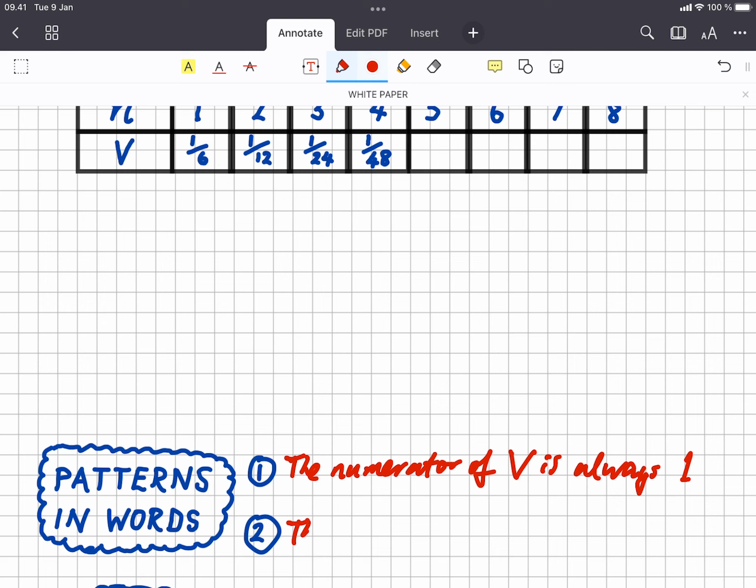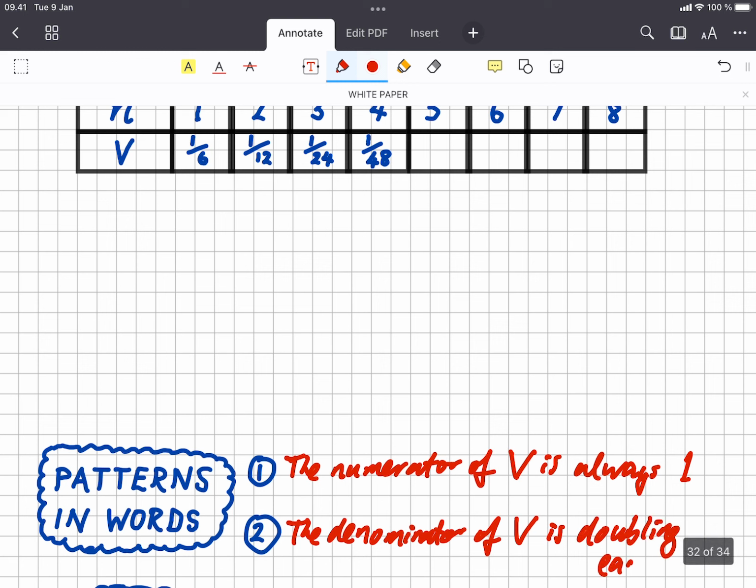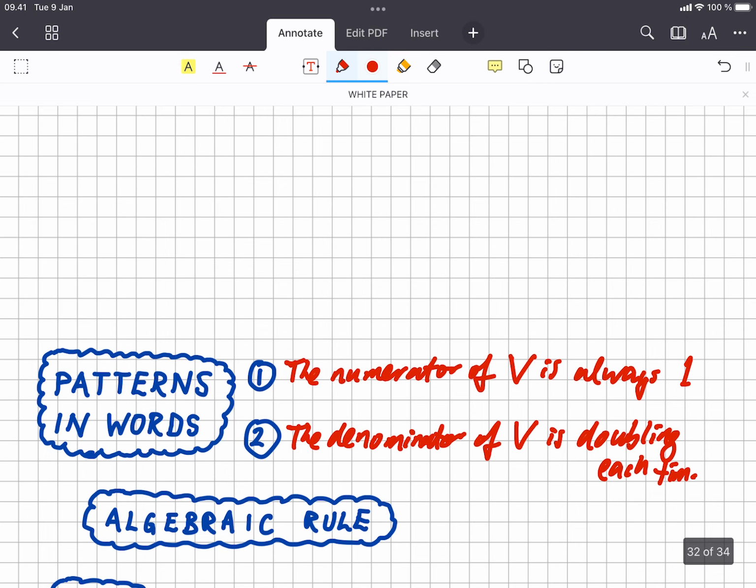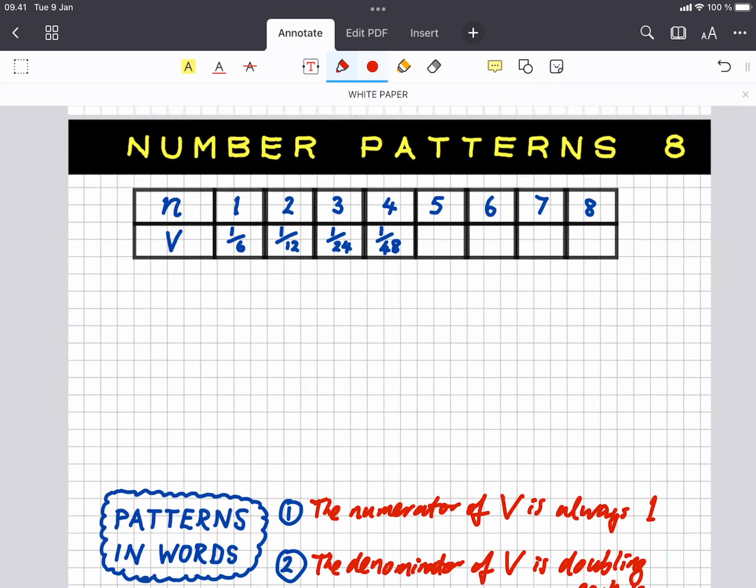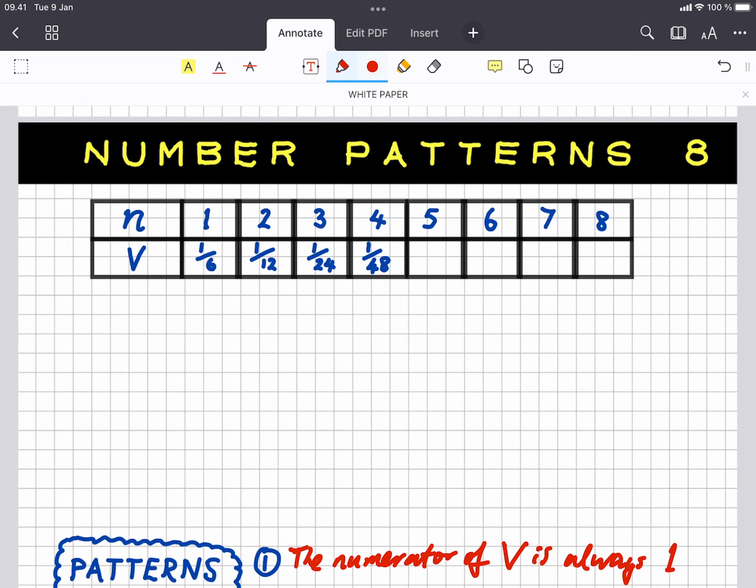So I can write the denominator of V is doubling each time, or each one is 2 times the previous one. Something in kind of plain everyday language rather than getting too algebraic.